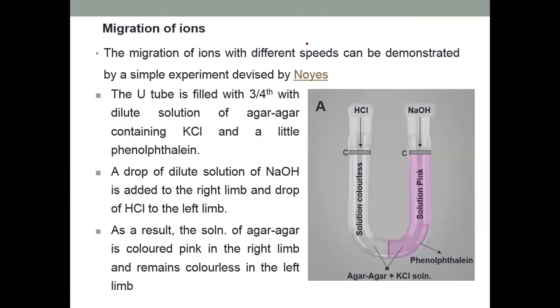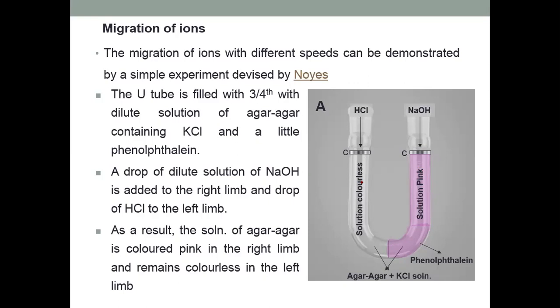All right. So in this noise experiment, what we have is a U tube filled with a dilute solution of agar containing KCl and a little bit of phenolphthalein, which is an indicator we have used somewhere in the laboratory, of this applied chemistry. And a drop of dilute solution of NaOH is added to the right limb, and we all know sodium hydroxide, once this basic solution goes into phenolphthalein, phenolphthalein will turn pink. So the right side of the limb of this U tube will appear pink, right?